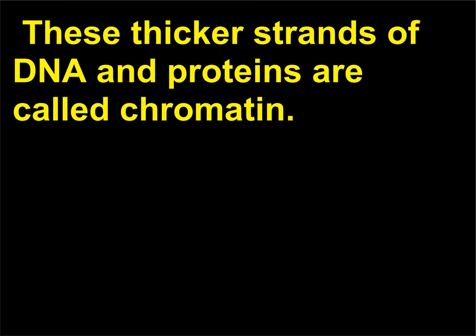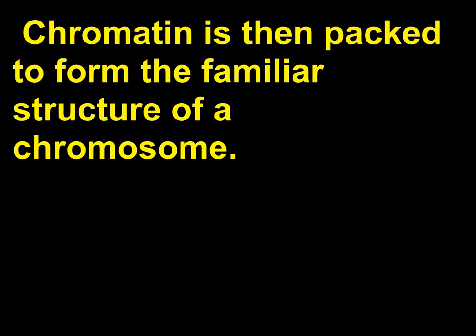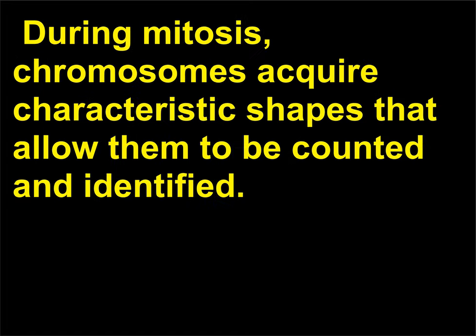These thicker strands of DNA and proteins are called chromatin. Chromatin is then packed to form the familiar structure of a chromosome. During mitosis, chromosomes acquire characteristic shapes that allow them to be counted and identified.